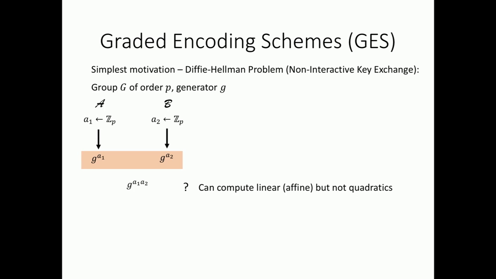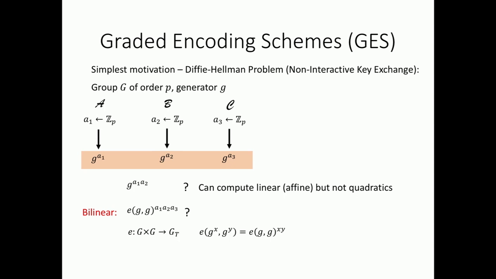And then what happens if you want more than two parties? You'd want an additional player to post g^a3. What you'd need for that, as was noticed by Joux, is that if you have a bilinear map over your group G, then you can extend this functionality to three players.